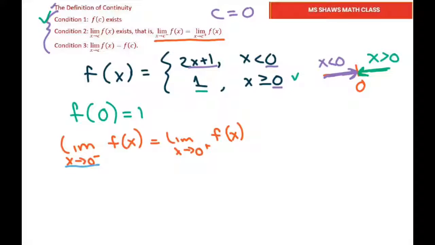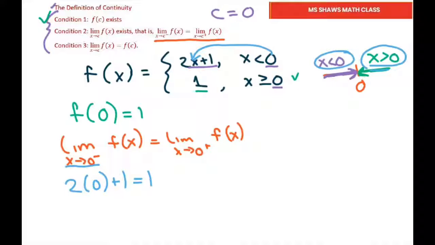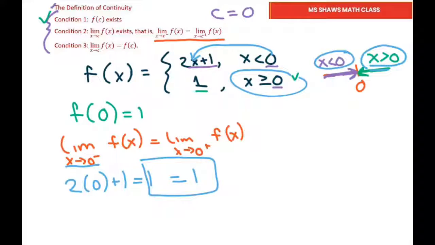So for this first one, we're looking at where x is less than 0. So plug in the 0 into that x, and you get 2 times 0 plus 1, and that equals 1. Now we're going to look at what's going on to the right of 0, and that's where we have here, and this is also going to equal 1. So what we have is 1 equals 1, and so since the left-hand side looks like it equals the right-hand side, the limit does exist.